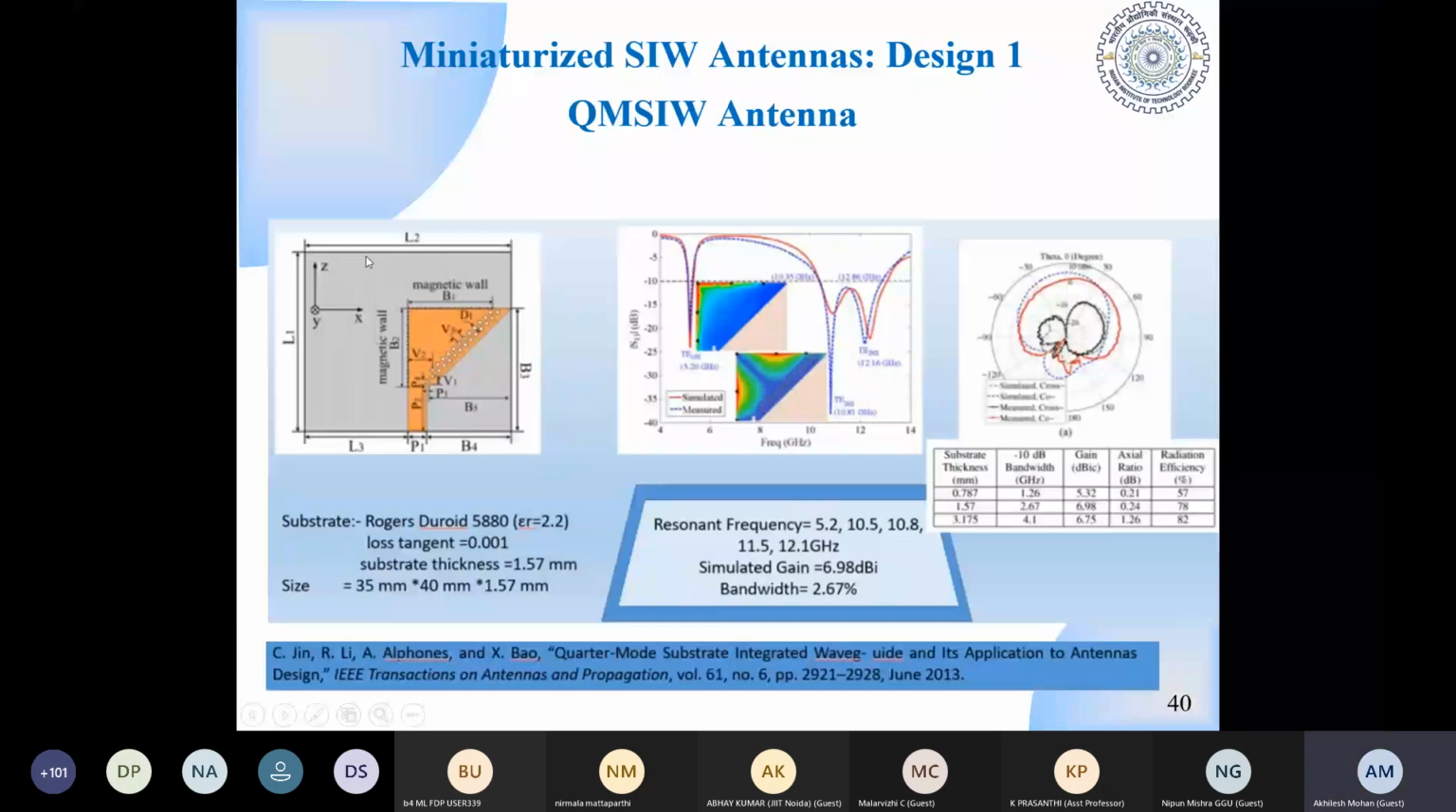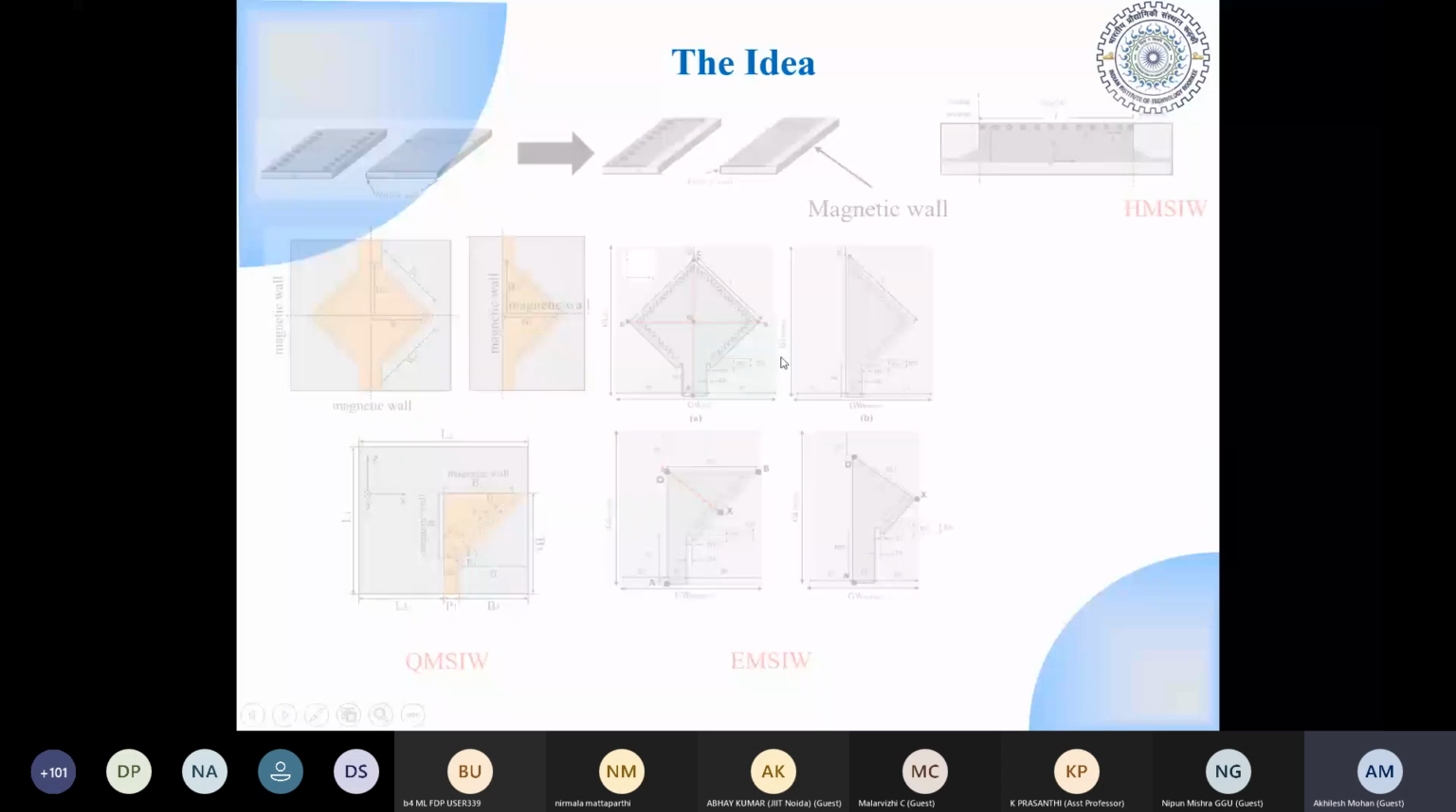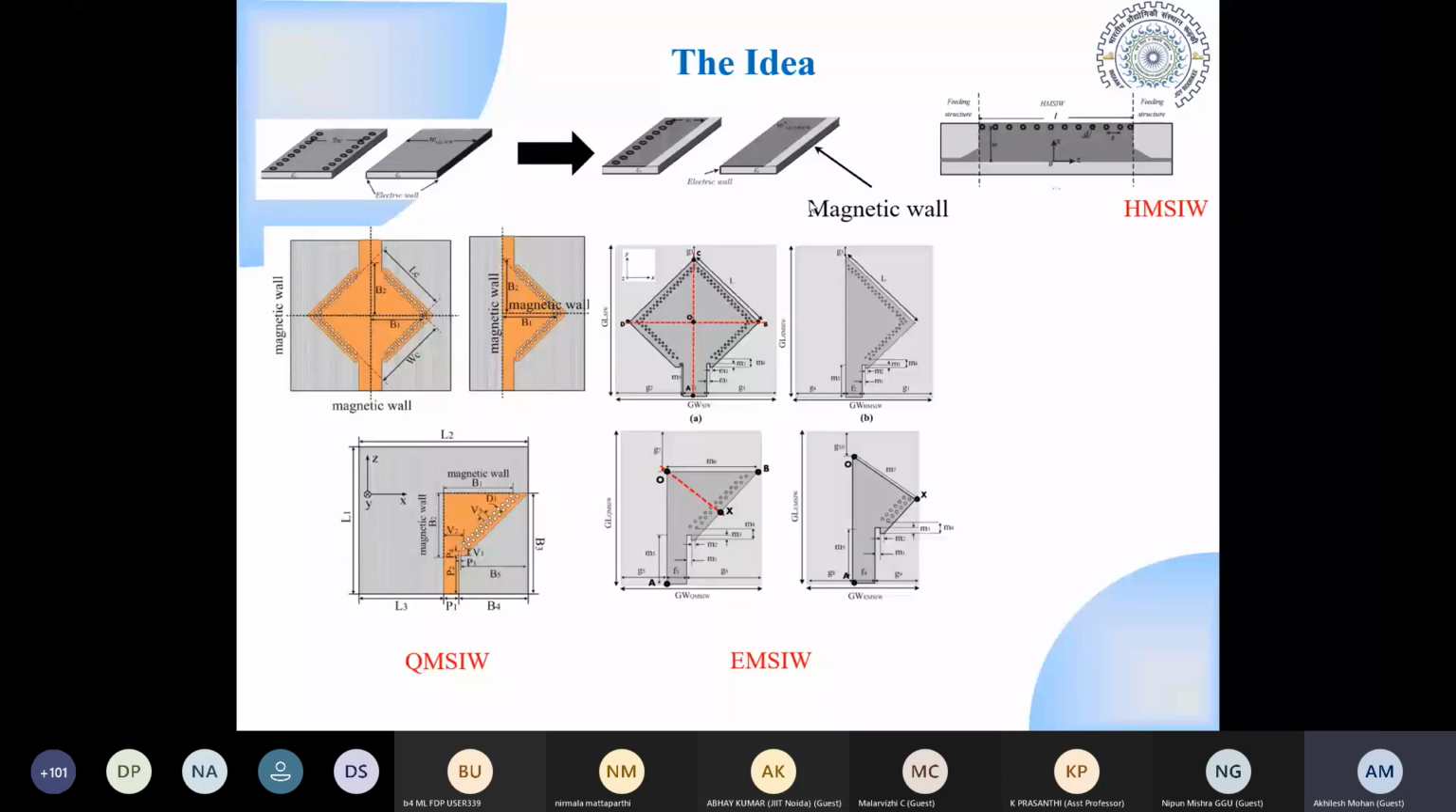Now what we want to show you, this we have discussed. If we have the rectangular waveguide, we can bifurcate or divide it till the eighth mode. Now we have shown the half mode, the quarter mode, and the eighth mode. But it cannot go on into infinity, because these fields are not symmetrical.